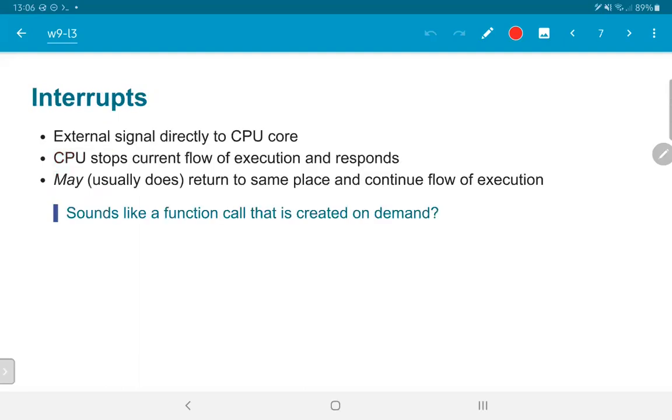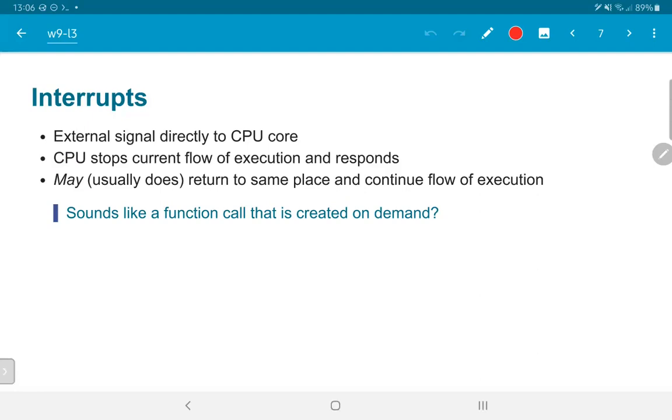This is where the idea of interrupts comes in. These are external signals directly into the CPU core. What happens when a CPU gets such an external signal is it stops the current flow of execution and has to respond to the interrupt. Hence, of course, the name interrupt. And usually, after completing the response to the interrupt, the CPU will return to what it was doing and continue the flow of execution.